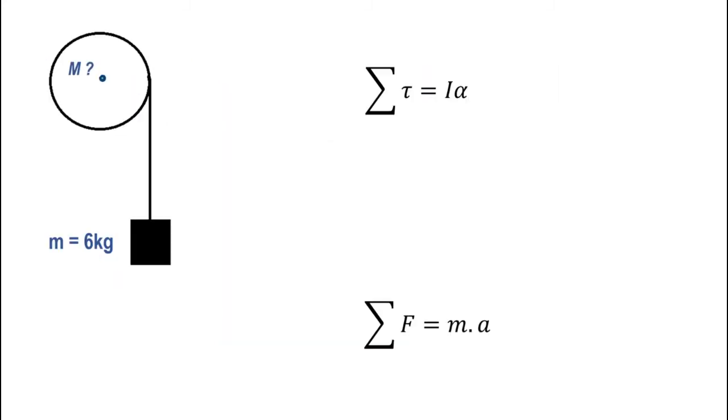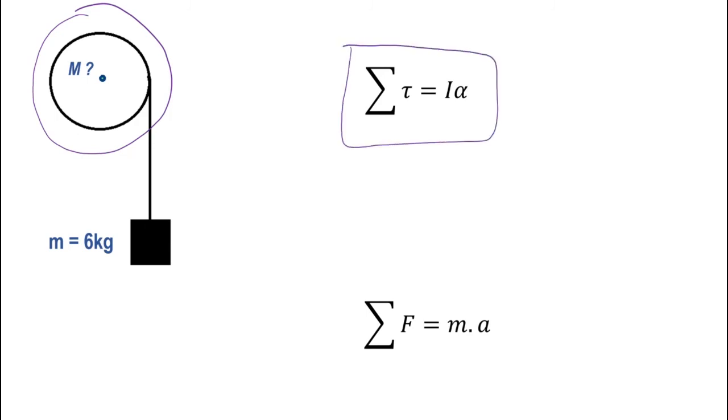We have two objects, one rotating and one moving in a straight line. For the one that is rotating, the pulley, we are going to use the condition of rotation: the sum of the torques equals the moment of inertia of the rotating object times its angular acceleration. For the object that is moving linearly, we are going to use the sum of forces applied on this object equals mass times acceleration. Let's start with this object.